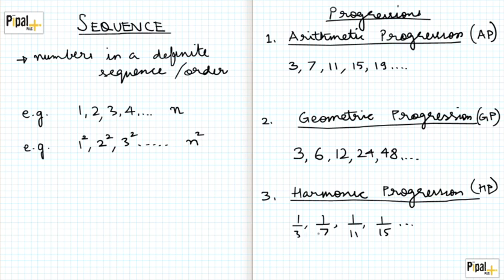So you notice that the denominators, or the reciprocals of the numbers in harmonic progression, are numbers in arithmetic progression.